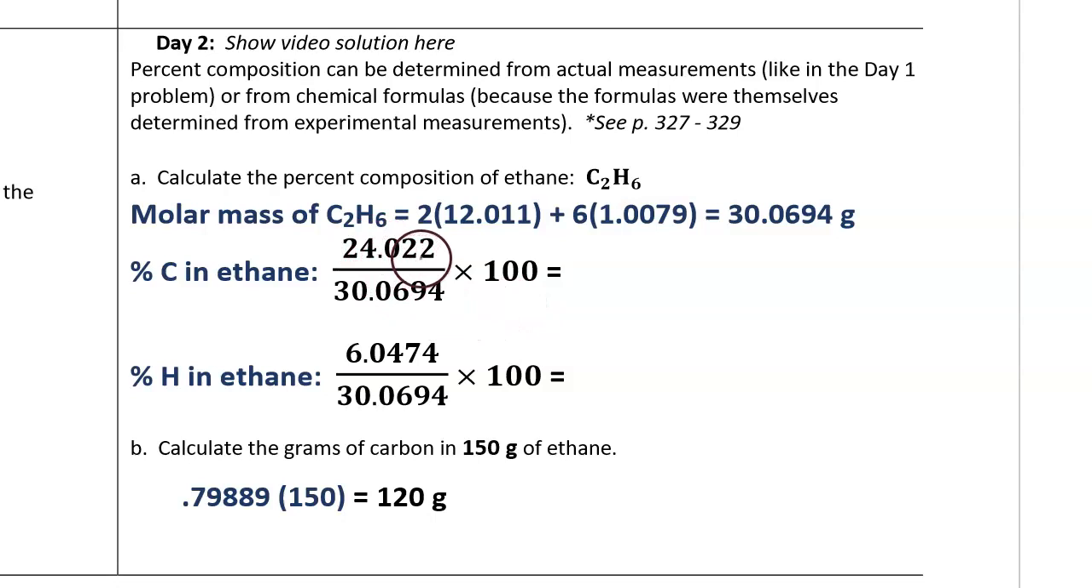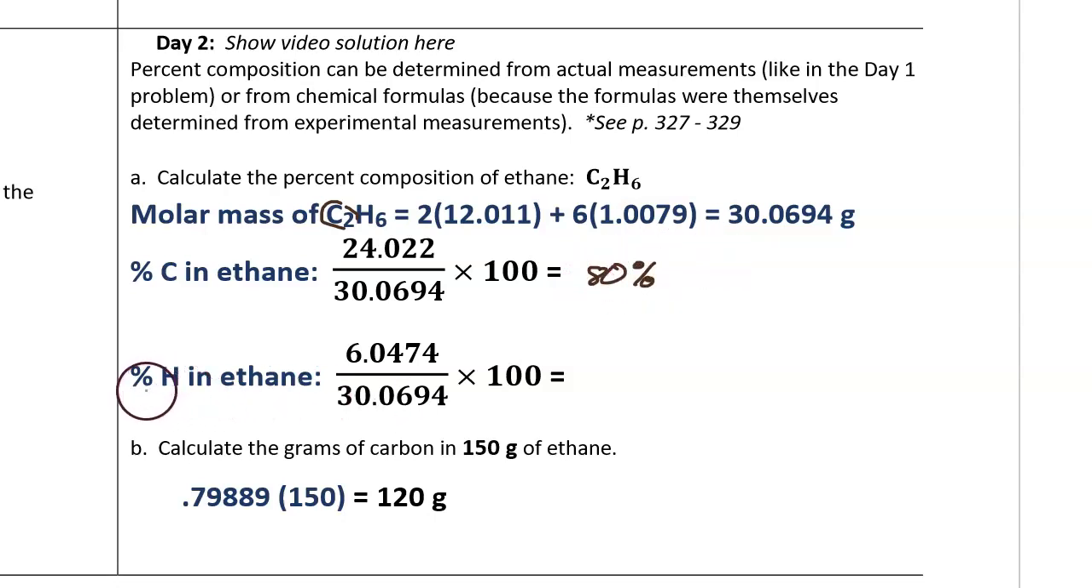The numerator, 24.022, is the mass of the 2 carbons. Again, we had done that earlier, right? When we looked up 12.011, it had been multiplied by 2. That result is our numerator. On the calculator, this math problem creates 80% if you round it.